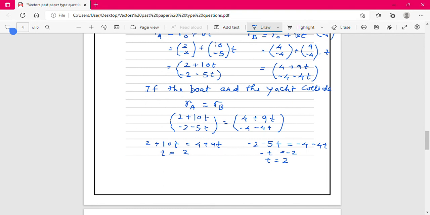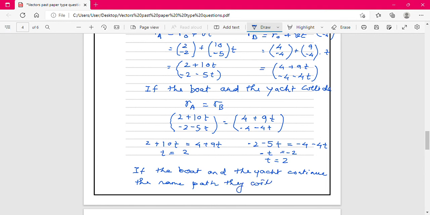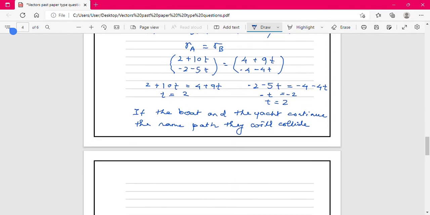That means if the boat and the yacht continue on the same path, they will collide. They will collide after 2 seconds of the starting of the journey.